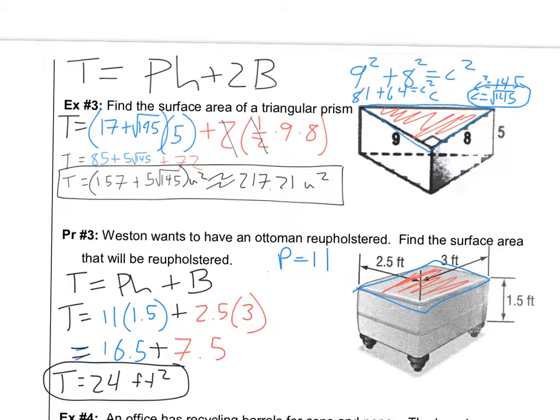All right, so hopefully you saw that the perimeter of the base is going to be 3 feet plus 2.5 plus 3 plus another 2.5. So these two add up to 5, these two add up to 6, and 5 plus 6 is 11. So your perimeter is 11.